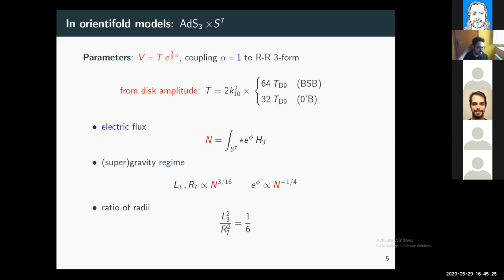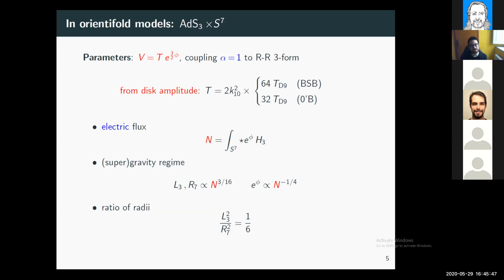So here are the actual values, or at least the relevant parameters. In the orientifold models, the flux must be electric. And what happens is that, working through the equations of motion as usual, one finds the curvature radii of AdS and the internal space, which scale like a positive power of n.